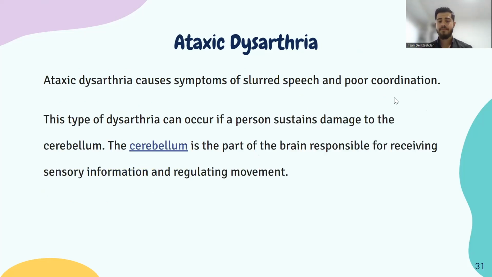Ataxic dysarthria. Ataxic dysarthria causes symptoms of slurred speech and poor coordination. This type of dysarthria can occur if a person sustains damage to the cerebellum. And you may not know, but the cerebellum is a part of the brain responsible for receiving sensory information and regulating movement. So any damage to this part of the brain can cause ataxic dysarthria, in which you may see slurred speech or poor motor coordination. How about we take a look at a quick example of ataxic dysarthria in a child.